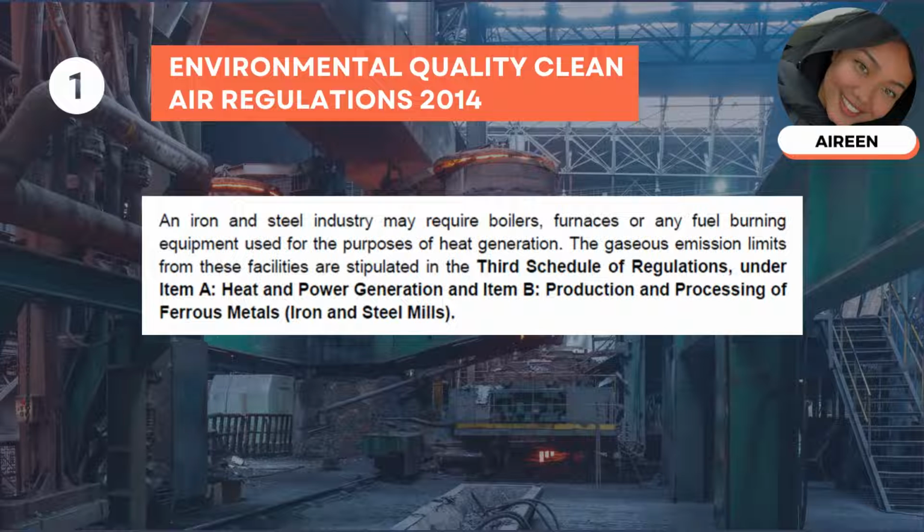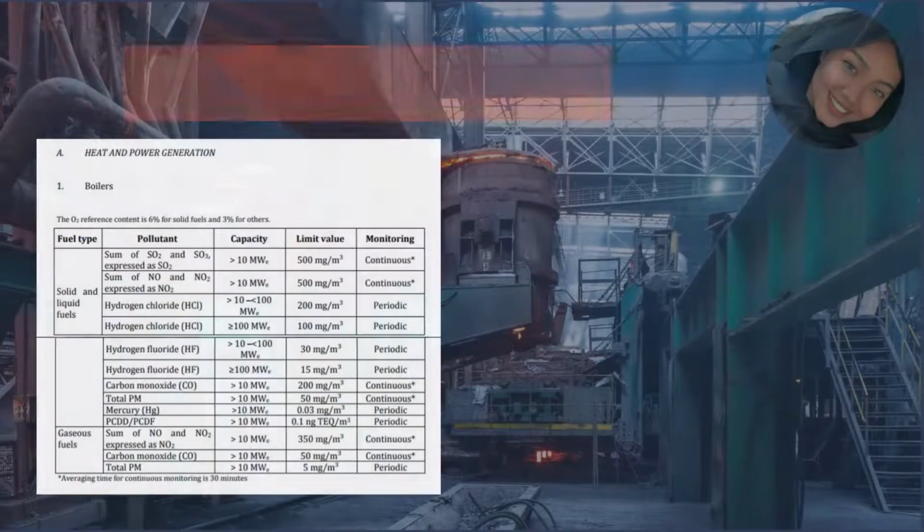An iron and steel industry may require boilers, furnaces, or any fuel-burning equipment used for the purposes of heat generation. The gaseous emission limits from these facilities are stipulated in the third schedule of regulations under Item A, Heat and Power Generation, and Item B, Production and Processing of Ferrous Metals, Iron and Steel Mills.